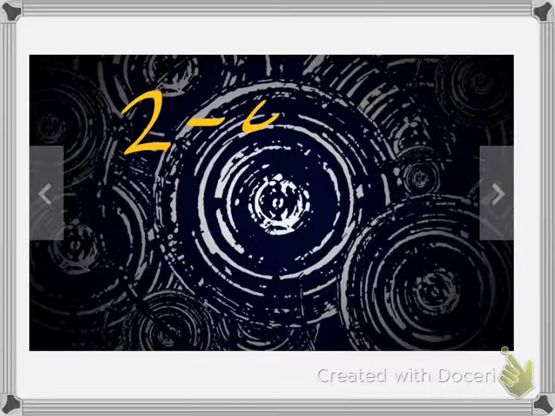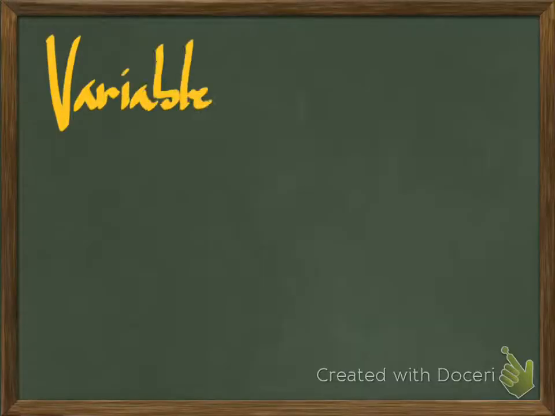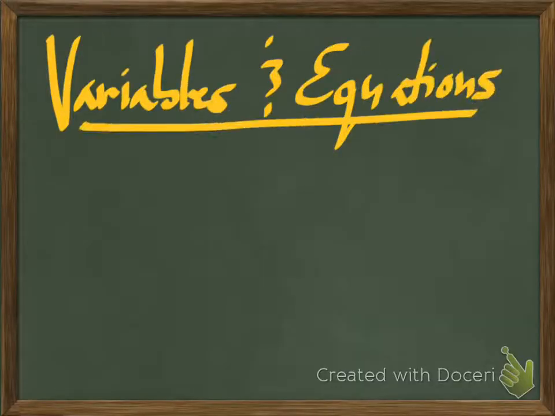And Lesson 2-4, whoops, it's not drawing. There we go. Lesson 2-4, which is going to be on variables and equations. All right, so let's get started. To get things started, we've got a couple vocabulary terms that you've got to learn this section.